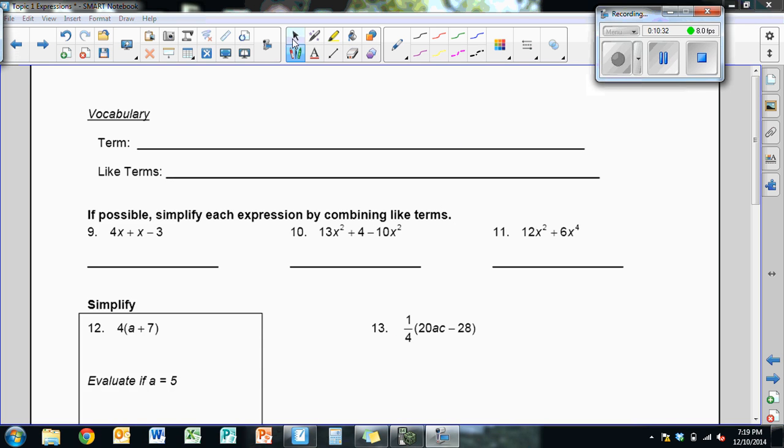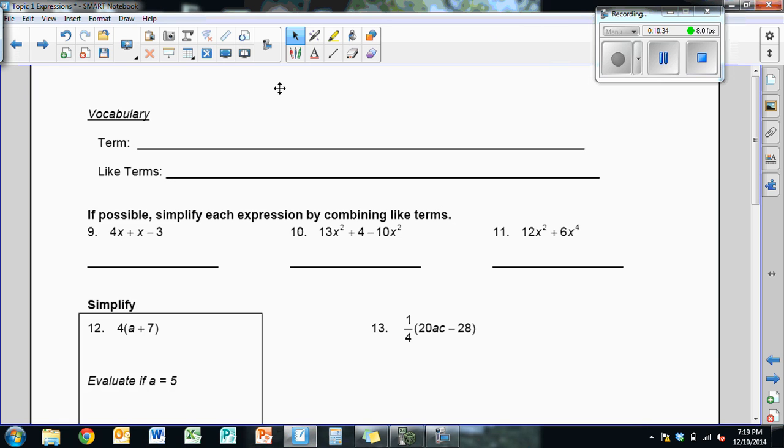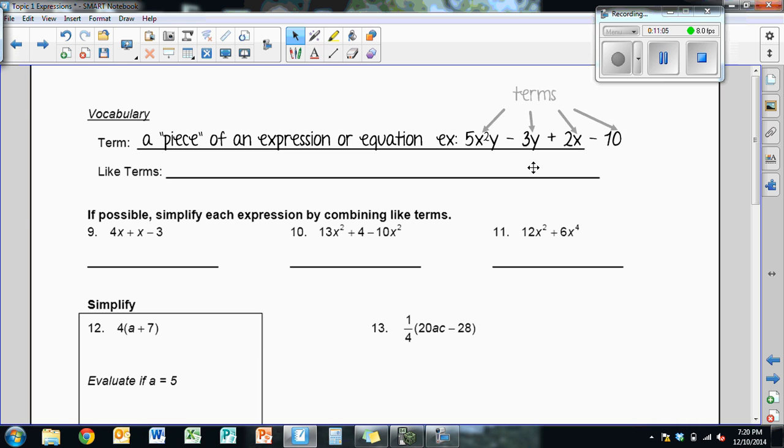Writing expressions is not the only thing we do. We also can simplify these expressions. But before we get into it, let's refresh ourselves on some vocabulary. A term is a piece of an expression or equation. For example, we have 5x squared y minus 3y plus 2x minus 10. Every single one of these pieces is called a term. Notice each term is separated by an addition or subtraction symbol.